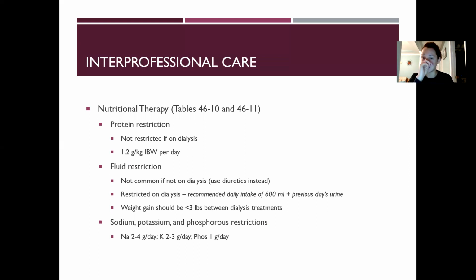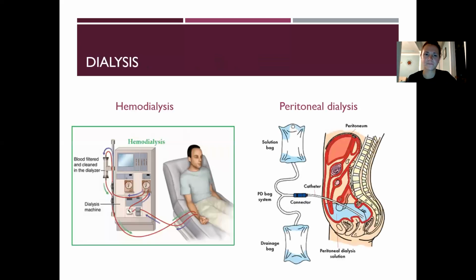So the recommended daily intake is going to be 600 mLs plus the previous day's urine. These patients aren't making a lot of urine, so this is not going to be a lot of PO volume intake. And then weight gain should be less than 3 pounds between dialysis treatments. If it's more than that, they may need different types of dialysis to pull off more fluid or whatever. And then you may see sodium, potassium, or phosphorus restrictions in their diet. I don't need you to know these numbers that are listed here. I just want you to know that they need those restrictions. You don't need to know what the number is per day.